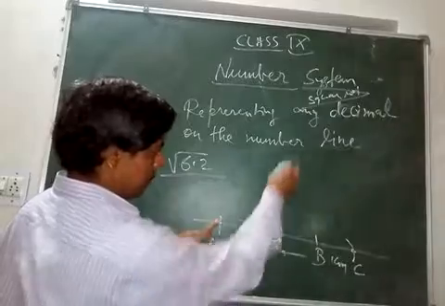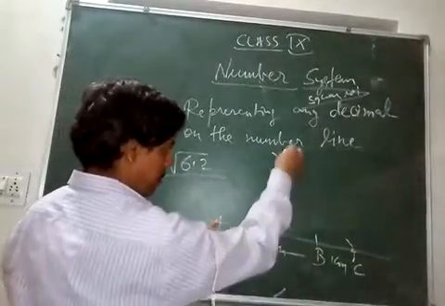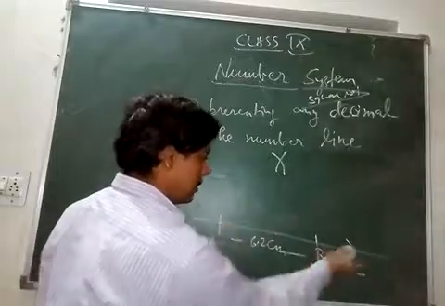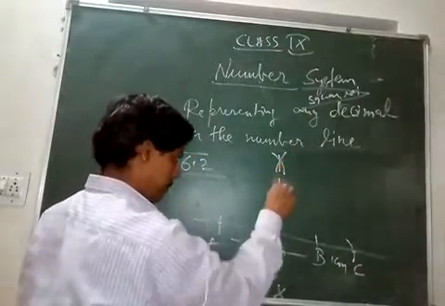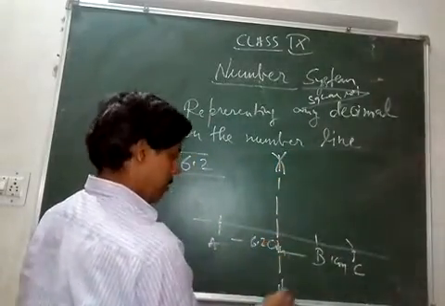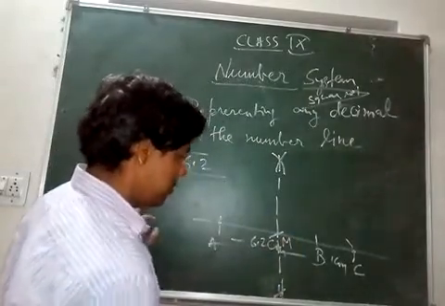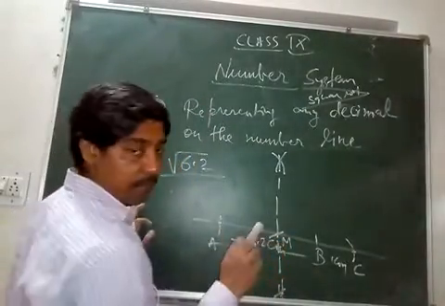Use your compass, put your compass here, take more than half. Put your compass on C, take more than half. Perpendicular bisector of AC, like this. Let the point be M. Now CM and AM are equal.